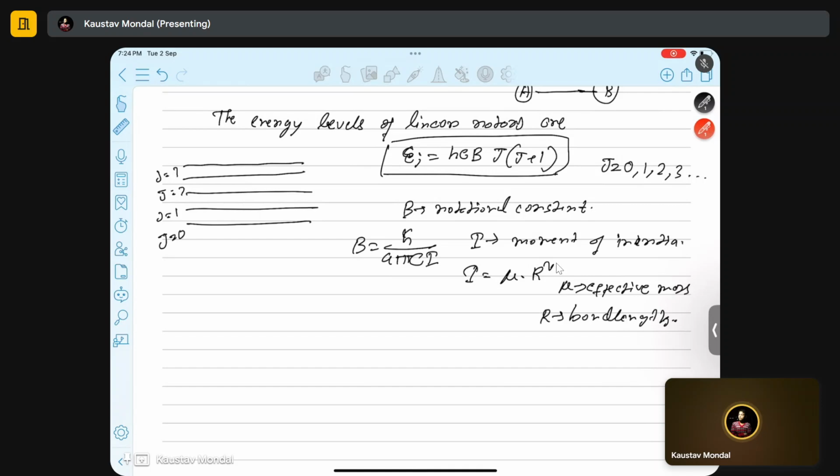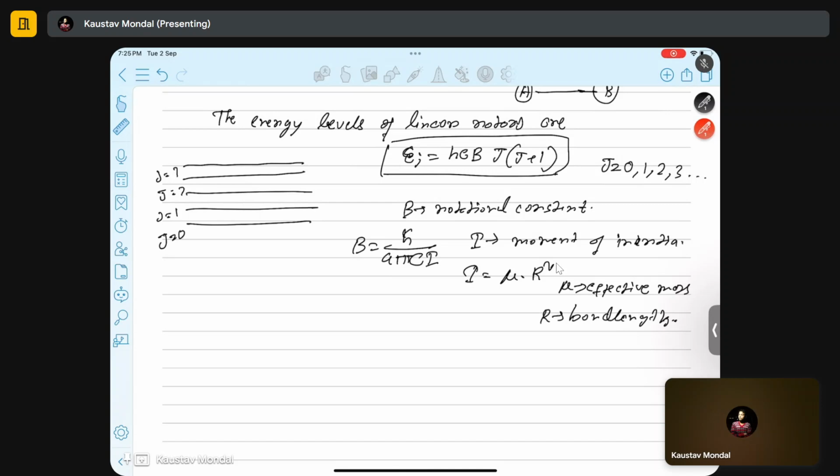In actual experiments also you can calculate these things, like the mass of the atoms or the bond length. These are quantities that can be determined by experimental calculation. If you know the values of those quantities, then for a linear rotor kind of molecule, you can easily calculate the rotational energy levels. Okay, the rotational energy values are the different energy levels, right?